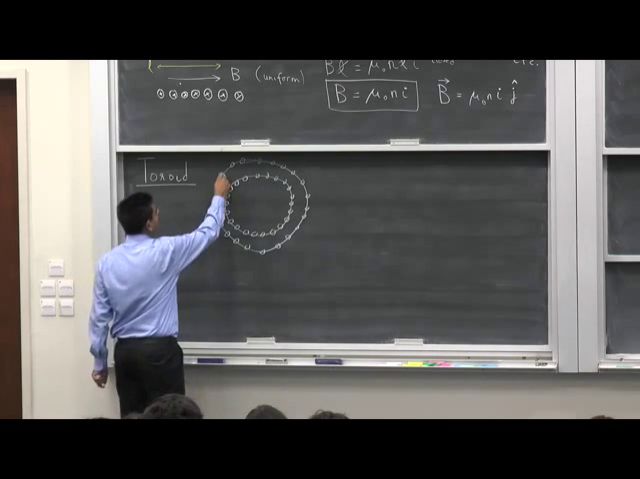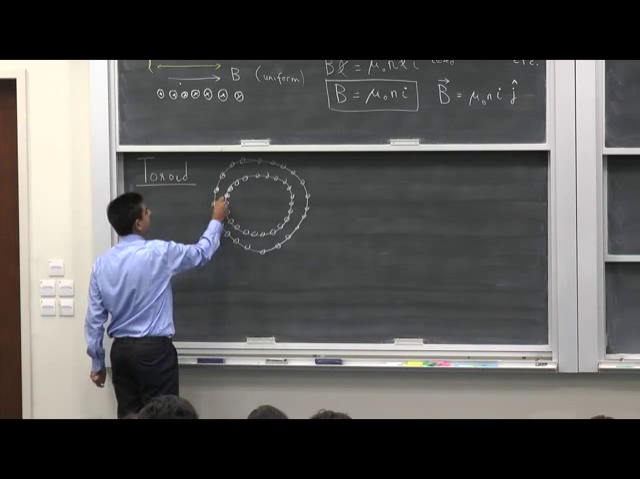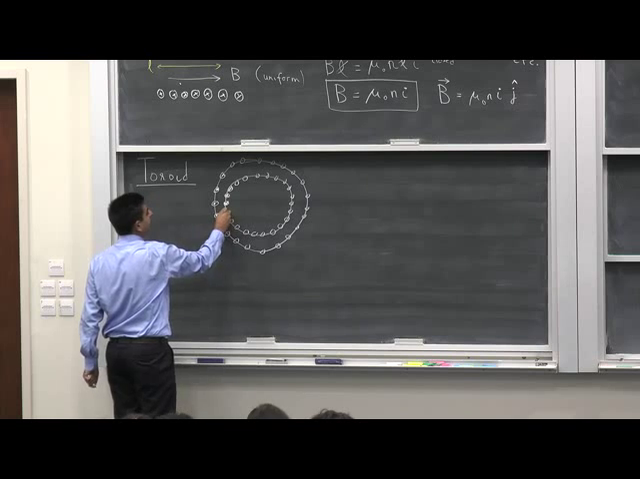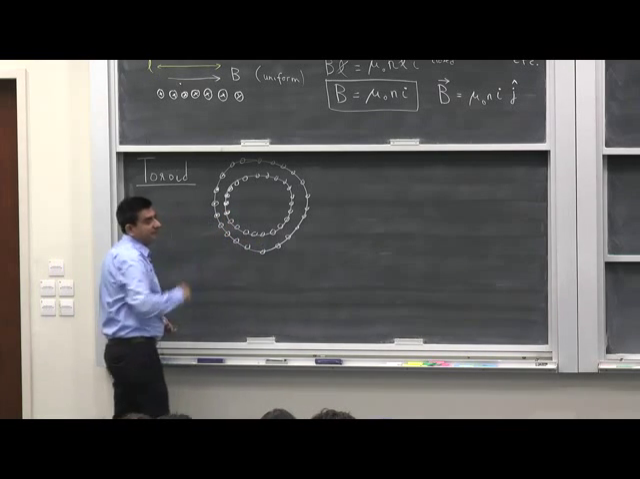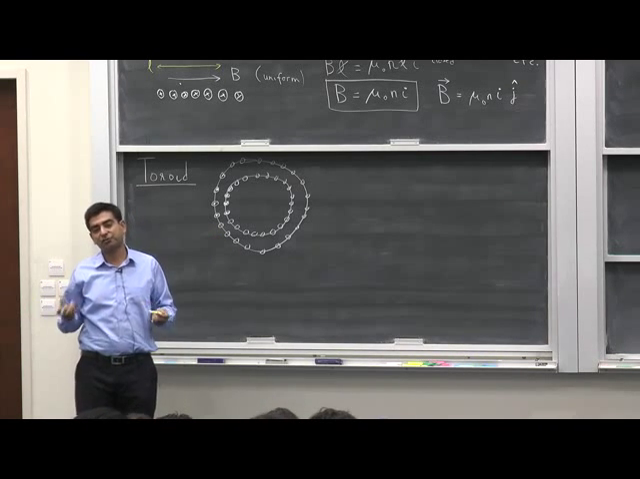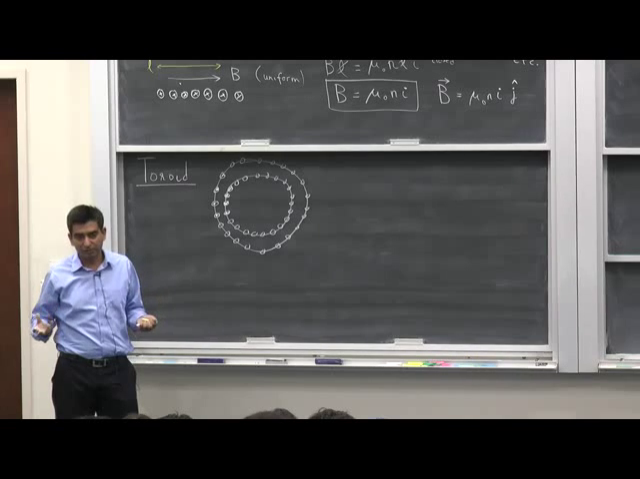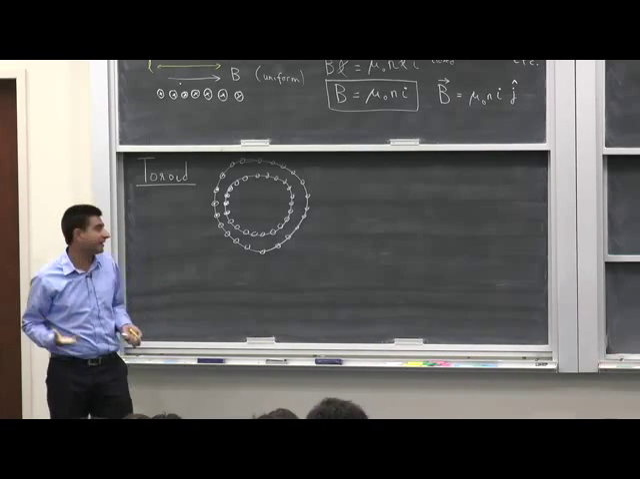So current is coming out, going in, coming out, going in, and so on. Now if I would like to find the magnetic field inside, the magnetic field is going to be trapped totally inside this toroid. It's not going to leak out, because there is no fringe field.